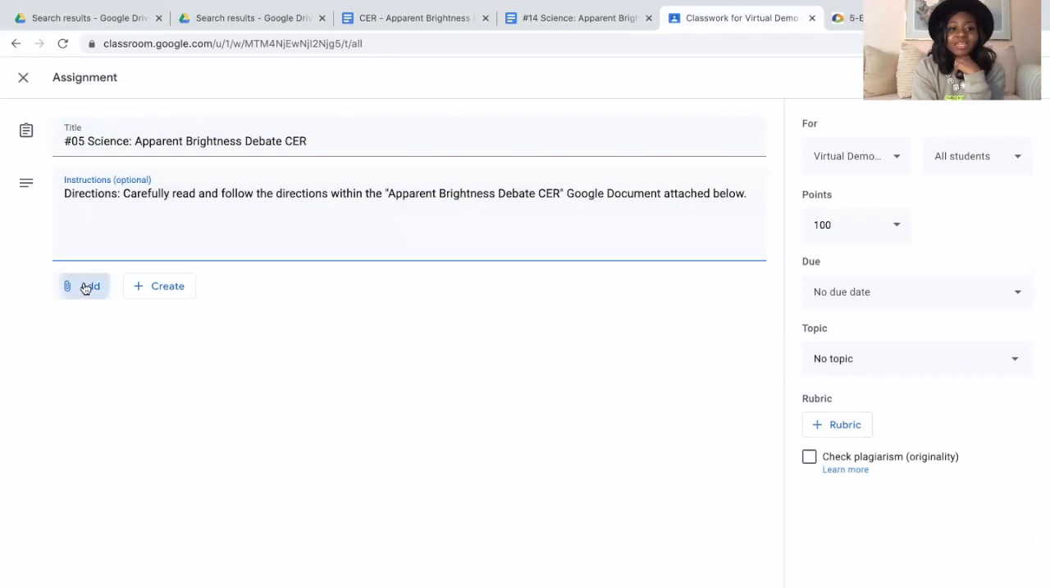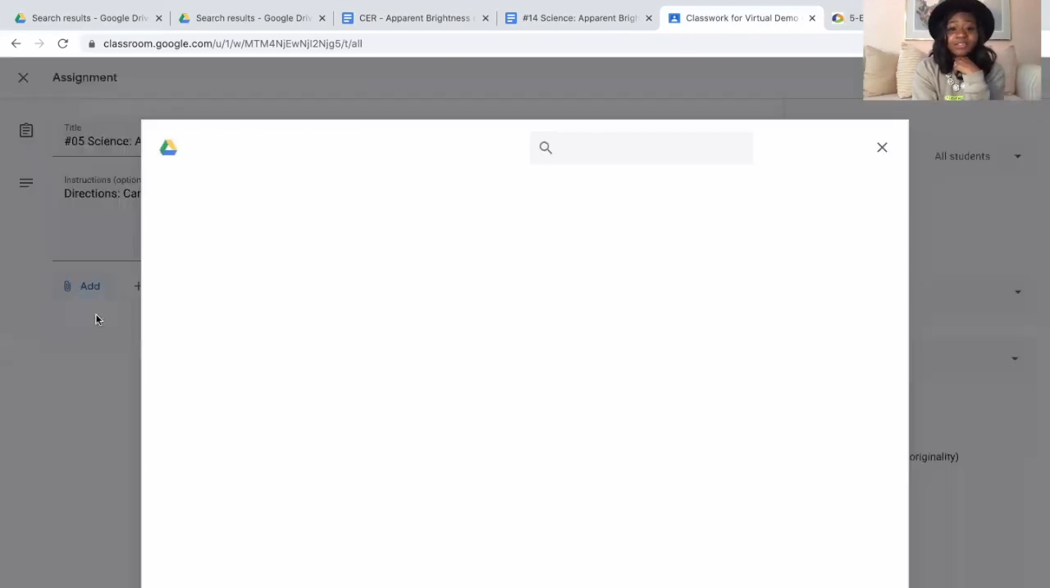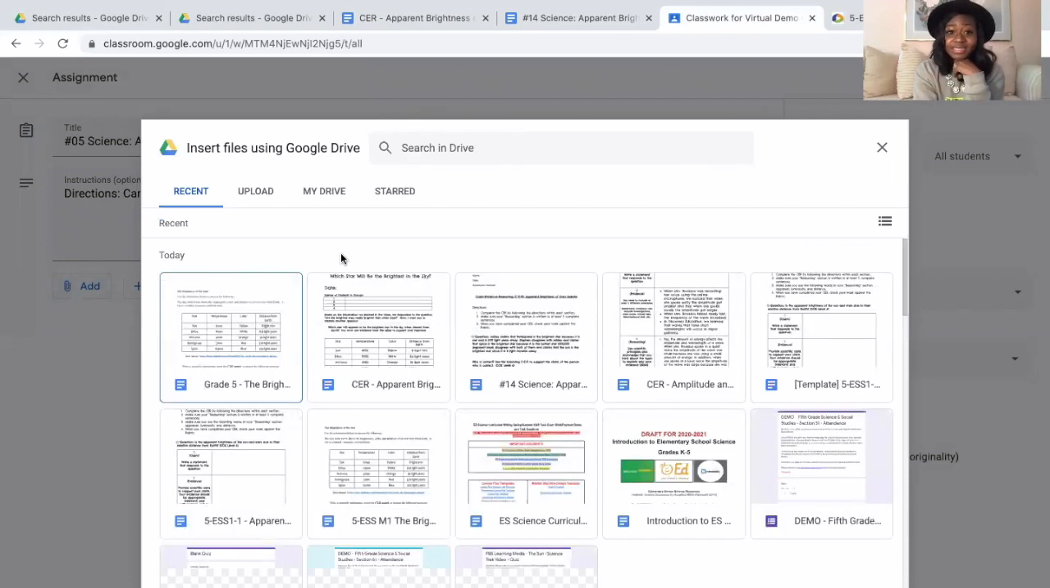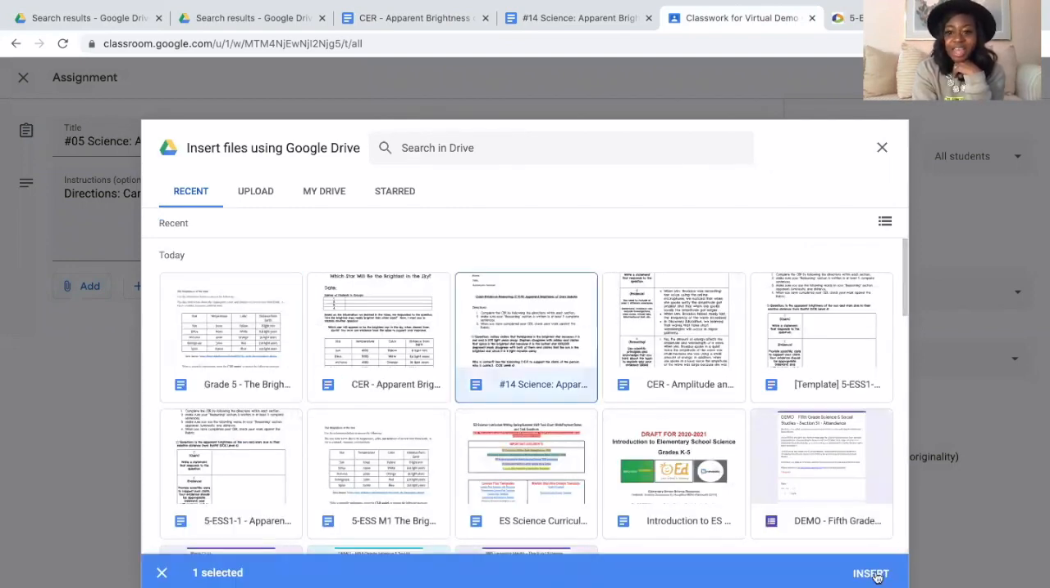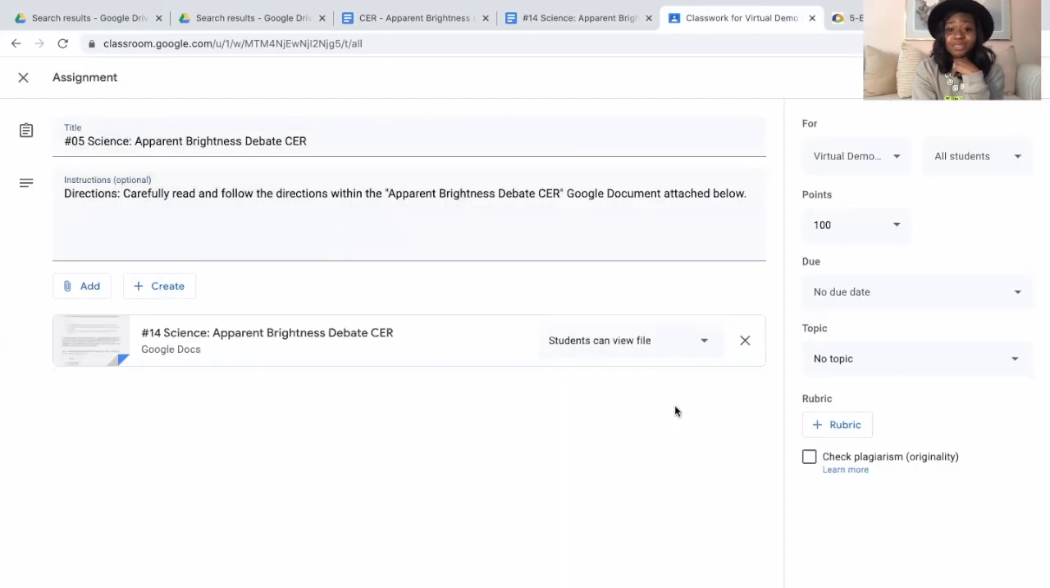I'm going to go ahead and click on Add, go to my Google Drive, and locate the assignment, which is right here. I'm going to click on Insert. And then this is what's really important. This section right here can make or break a deal. Right now, this assignment states that students can only view the file. So what does that mean?